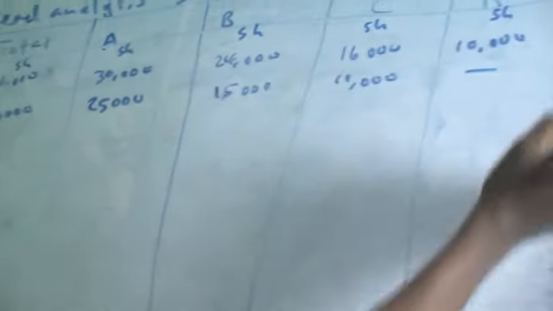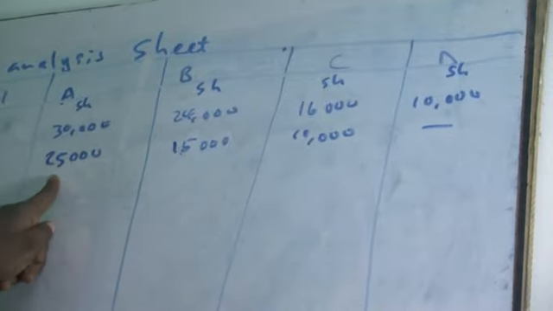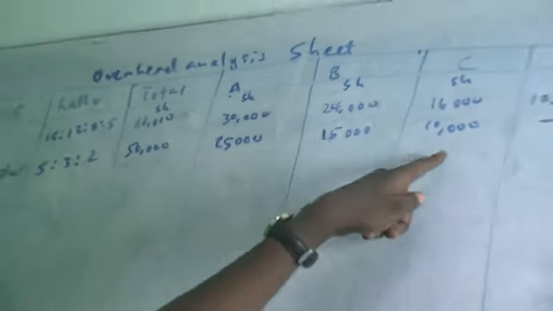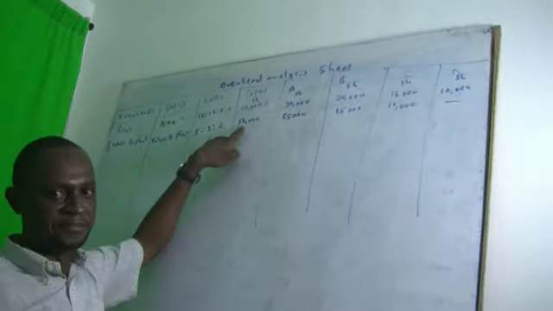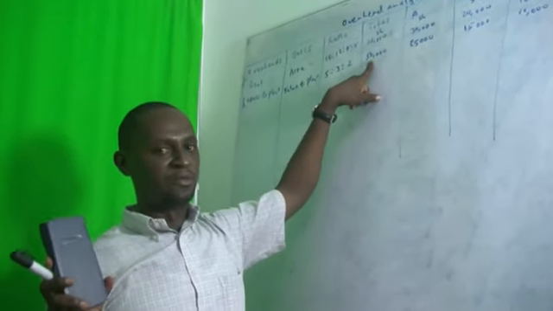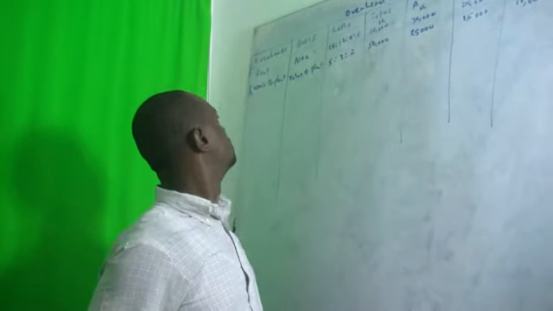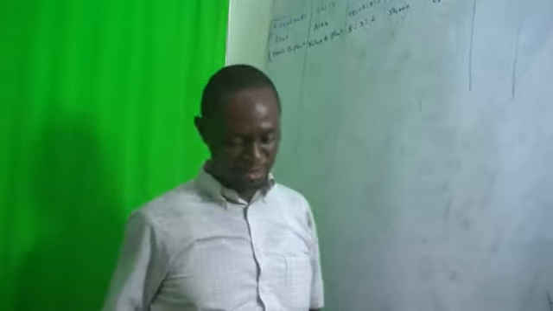So here we have nothing. Now if you add all this, 25,000 plus 15,000 plus 10,000, you are going to get 50,000. So you have to make sure that when you are done with the reapportionment, you get the total given by the examiner. So that is repair to plant.